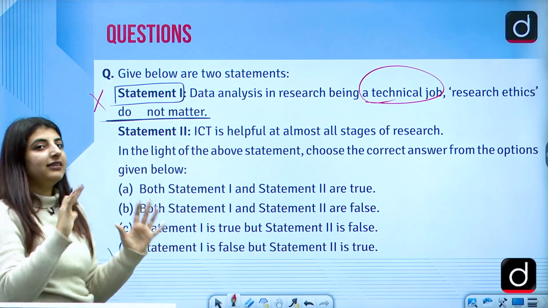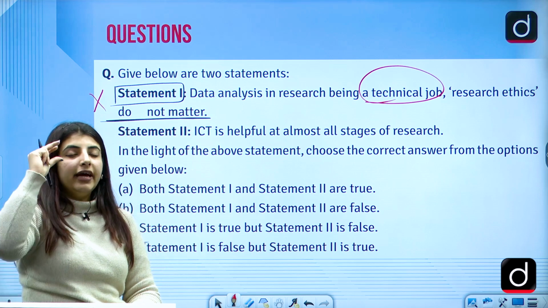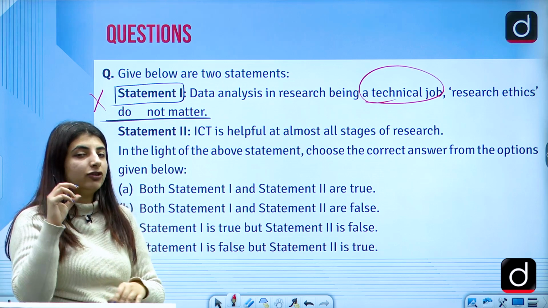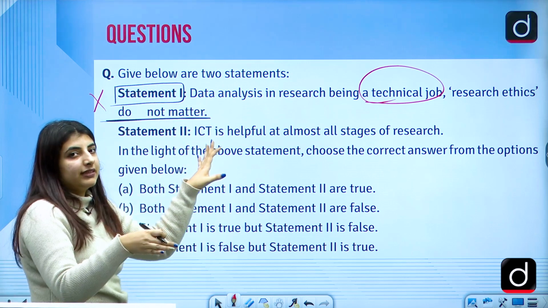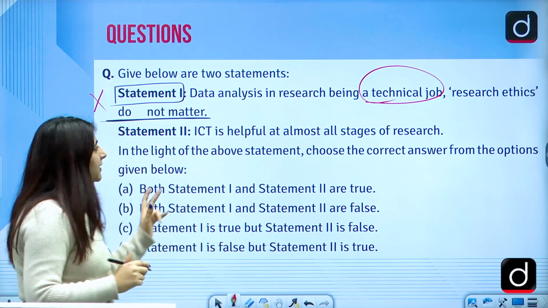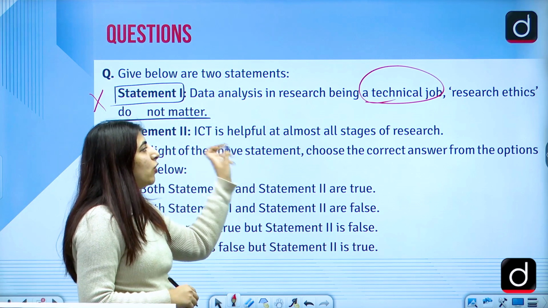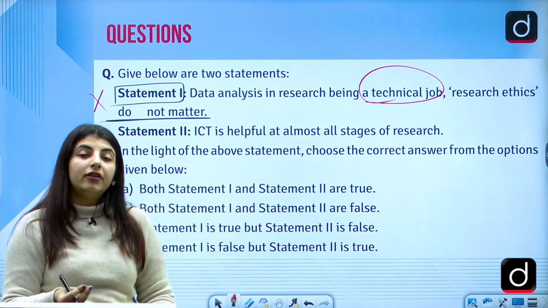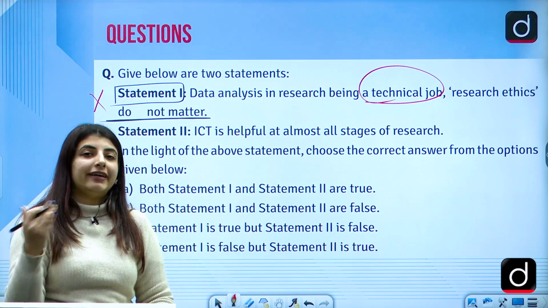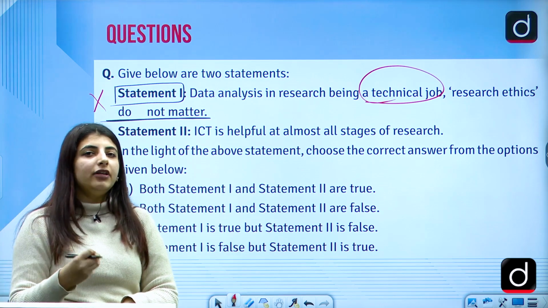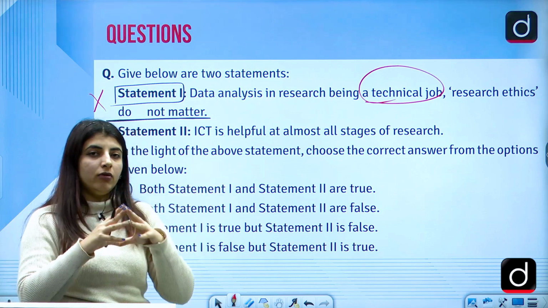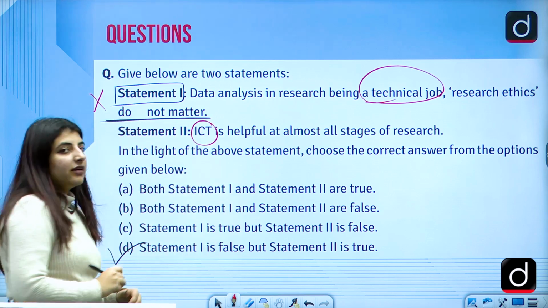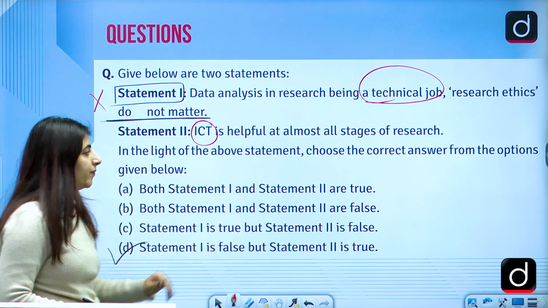Coming to statement 2, and these are not assertion-reason based, because in assertion-reason the reason has to be there, providing the justification of the assertion, but these are two completely different statements. So coming to the second statement, ICT is helpful at almost all stages of research. Even if you want to do a literature review, formulate the hypothesis, or do data collection and data analysis, somewhere or the other, from the minute to the major aspects of your research, you need ICT, right? Hence statement 2 is true.